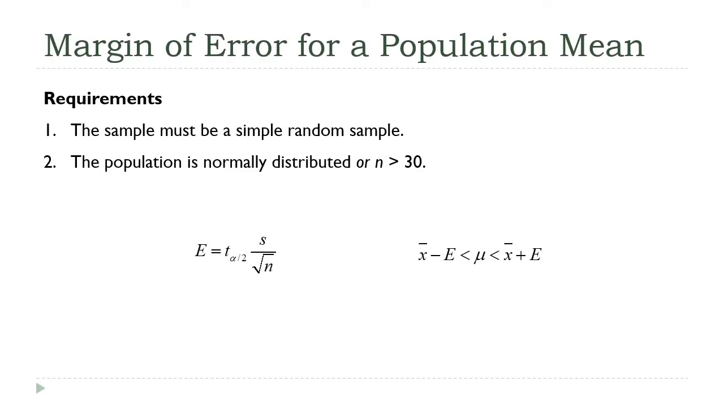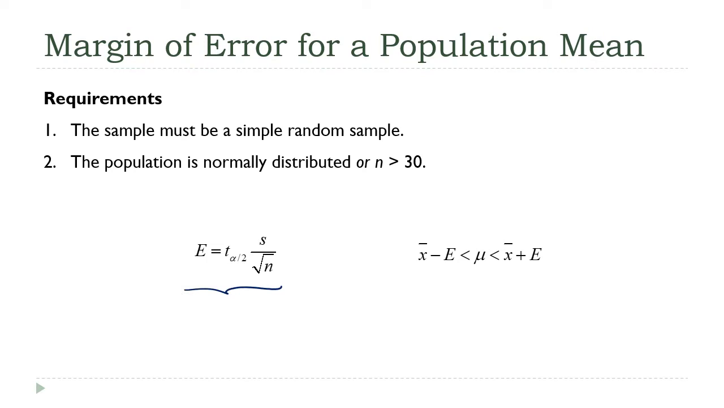So how do we calculate the confidence interval for a population mean? Well, really, this is very similar to what we did for population proportions, right? First, we have a couple of requirements. The sample must be a simple random sample. We have to have used an appropriate sampling method. And the population must either be normally distributed or the sample size has to be greater than 30. If one of those things is true, then this is our formula for calculating the margin of error.